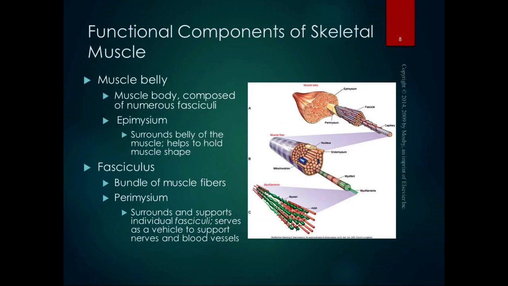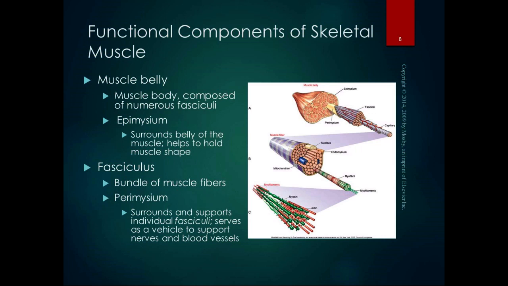Okay, so now we're going to get our little microscopes on, and we're going to go into the functional components of skeletal muscle. We're going to start big and work our way down small. So the muscle belly is the body of the muscle. Reach over right now, do it. Grab your bicep, the belly of the muscle, just that body of the muscle. It's composed of bundles of fasciculi. And the epimysium surrounds the belly of the muscle and helps to hold the muscle shape.